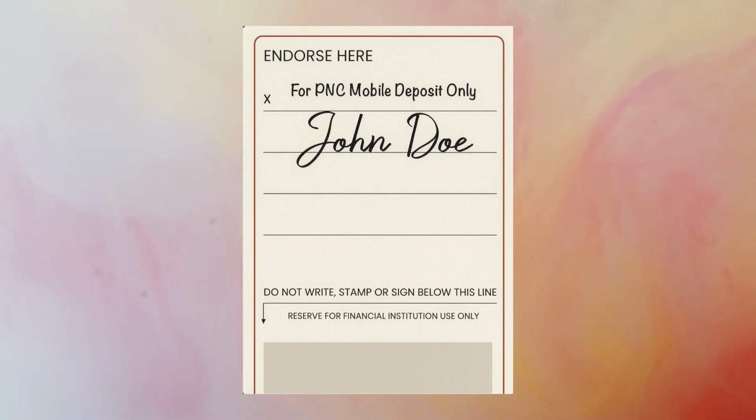Step 1. Endorse the check. Before opening the app, sign the back of your check using black or blue ink. Directly below your signature, write the phrase "for PNC Mobile Deposit Only" or "for Mobile Deposit Only at PNC." This step is required by the Federal Reserve for all mobile deposits and helps prevent fraud. Without this phrase, your deposit may be rejected.